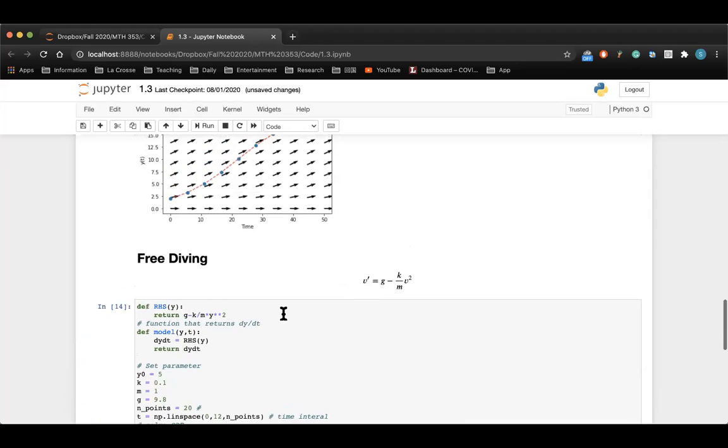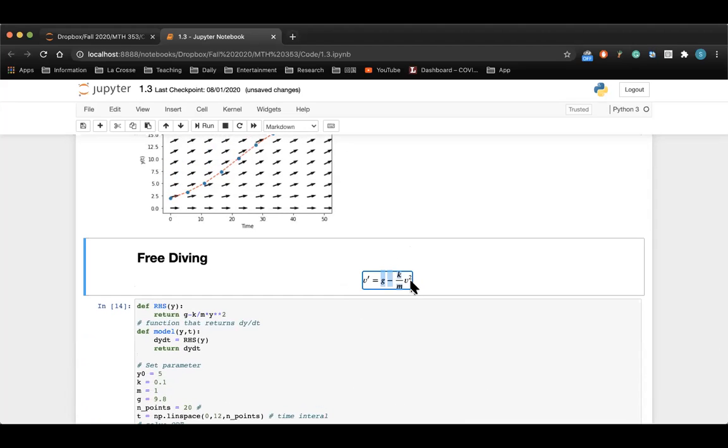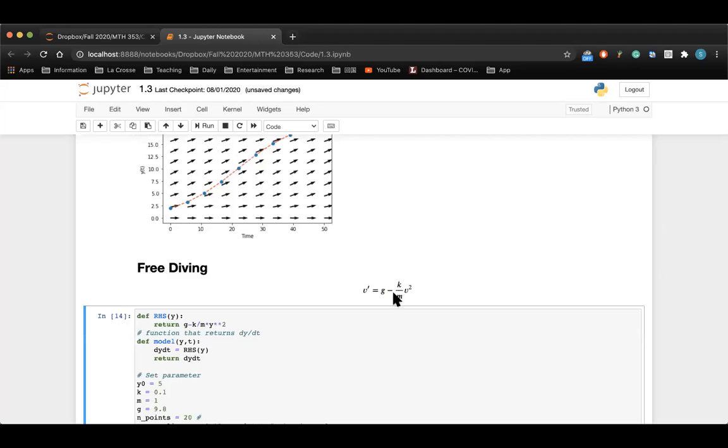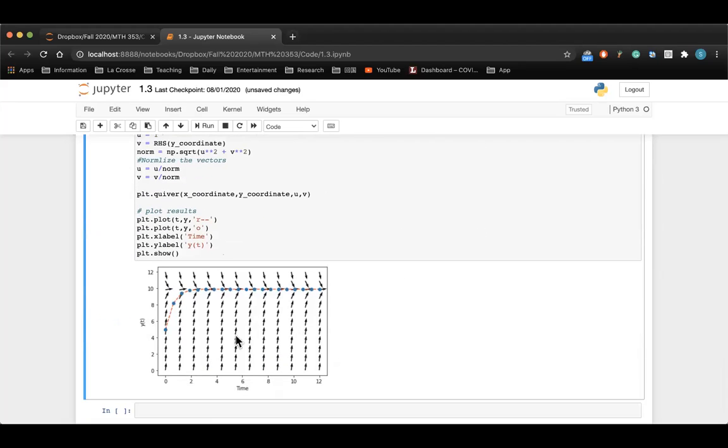Okay. Now if you take a look at what you have here, it's g minus k over m v. Is there a t? No, there is only v. That means my derivative has only something to do with my v, but not my t. That means for the same v, but different t, I should have the same derivative. Now take a look at the direction field. For the same height, can you see all the derivatives are parallel to each other? Because it has nothing to do with your t, only your vertical height.